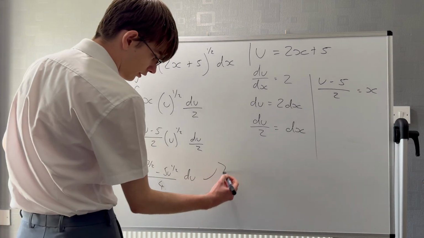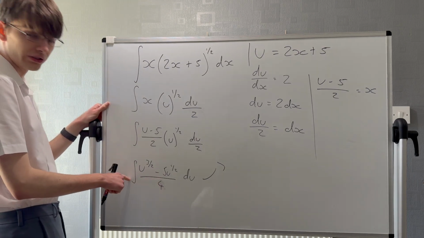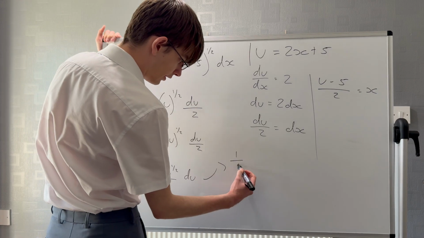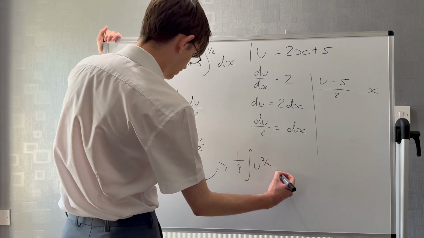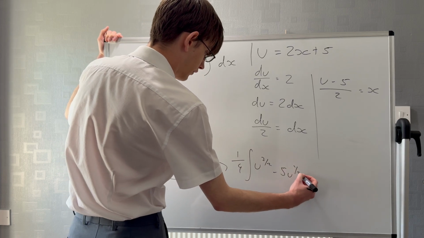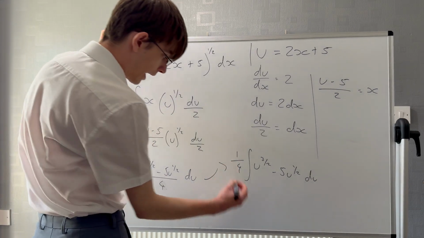And at this point, we look at something that's actually quite nice. I can bring my 4 outside, or my 1 over 4 outside, and I just have the integral of u to the 3 over 2 minus 5u to the half du. And this integral is very nice to solve. Polynomial power rule.